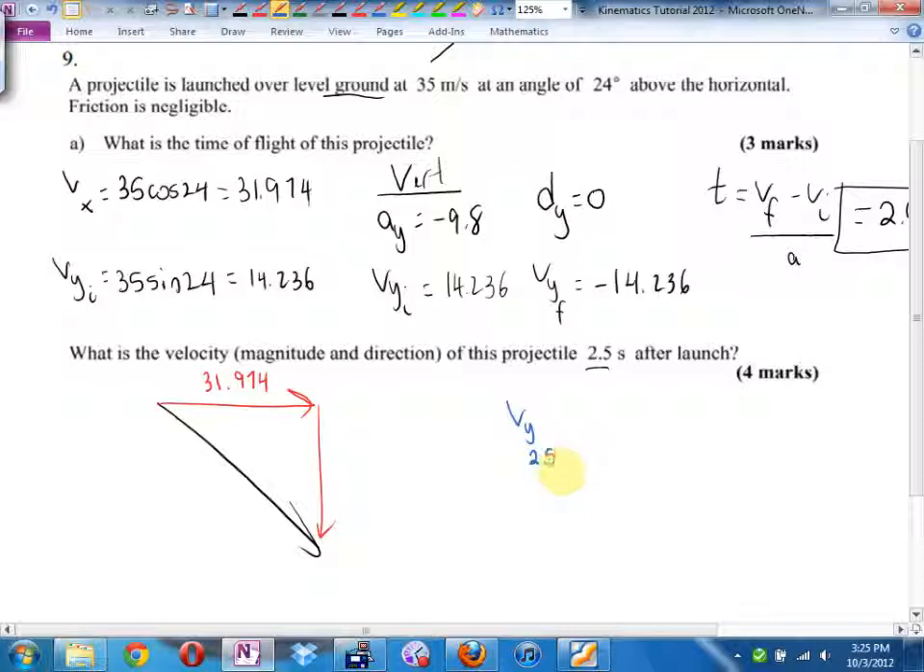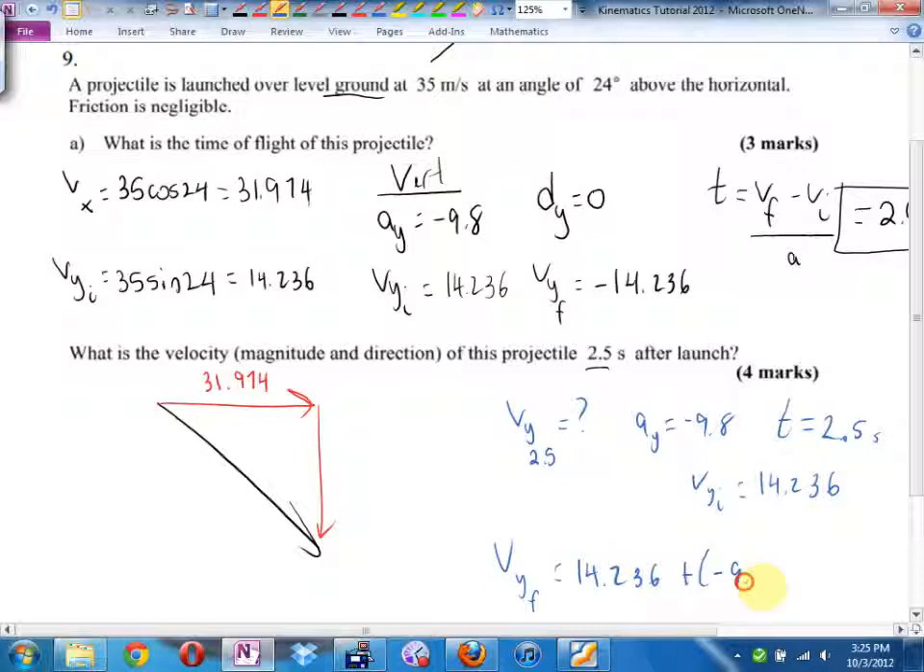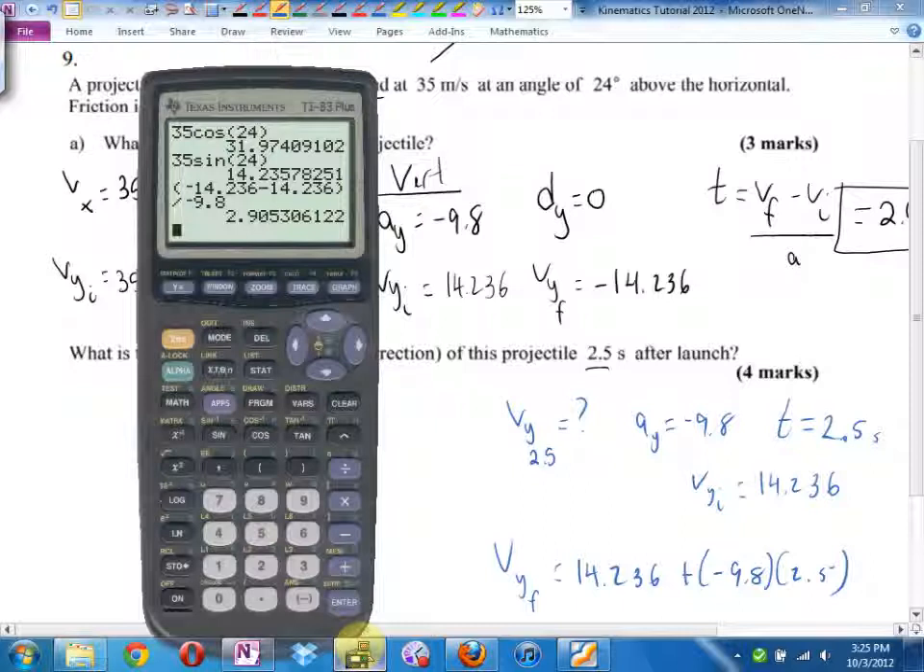Vy after 2.5 seconds, which is going to be, well, I know Ay is negative 9.8. I know T is 2.5 seconds. And I know that Vy initial was 14.236. Vy final, right at 2.5 seconds, is going to be 14.236 plus negative 9.8 T. Vi plus AT, right? I would write the formula if I had time, but I'm pressed for time. Gosh, I'm going to have to cut this string off. 14.236 plus negative 9.8 times 2.5.